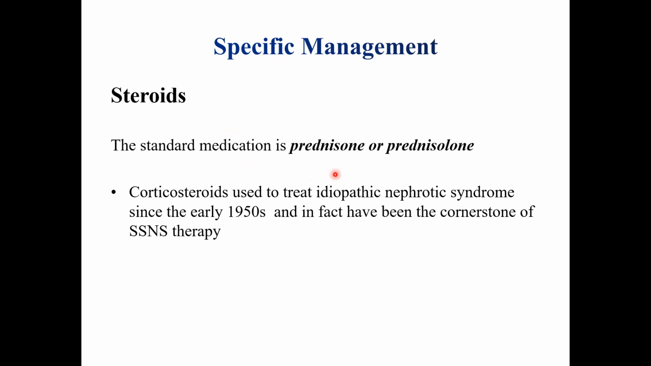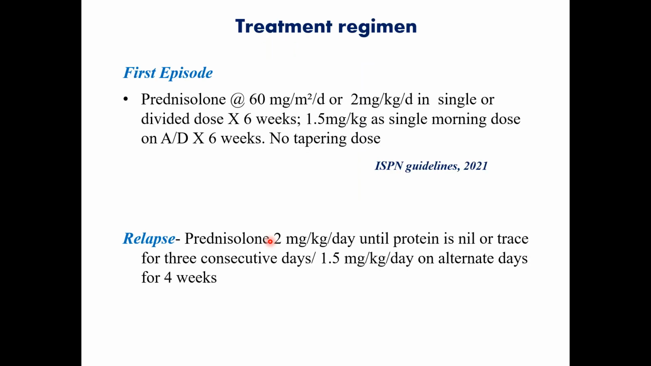And the standard medication for treatment of childhood nephrotic syndrome is prednisolone. It has been used since the 1950s, and it is the cornerstone for management of steroid-sensitive disease. Now, according to the new guidelines as well as the old guidelines, the first episode of nephrotic syndrome needs to be treated with prednisolone either in doses of 60 milligram per meter square per day, or you can even use a weight-based criteria, that is 2 milligram per kg per day, which is much easier to use in a clinical setting or in a bedside setting, and it can be given as a single or as divided doses for a period of 6 weeks.